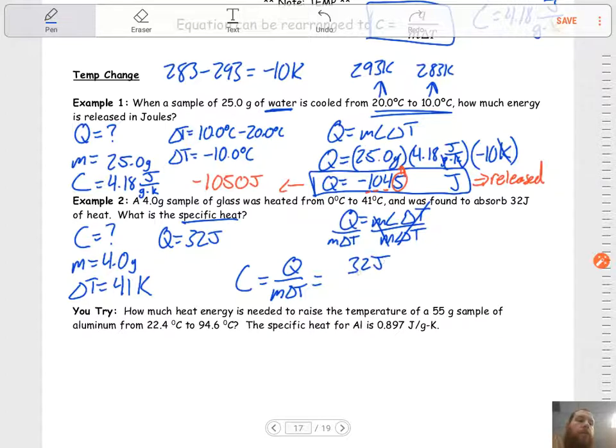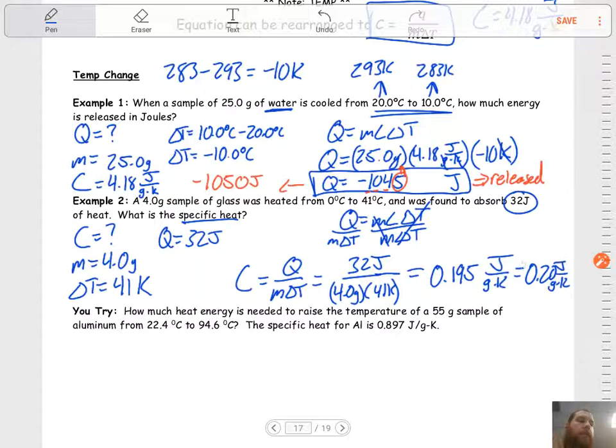So 32 joules divided by 4.0 grams multiplied by 41. Make sure that when you do your math here, guys, you don't go too fast and forget it. We have to do this multiplication on the bottom first, then take 32 and divide by that. So when I do 32 divided by the bottom multiplied together, my final answer should be 0.195 joules per gram Kelvin. In correct sig figs, 2 sig figs is what I would have, so this would round to 0.20 joules per gram times Kelvin.